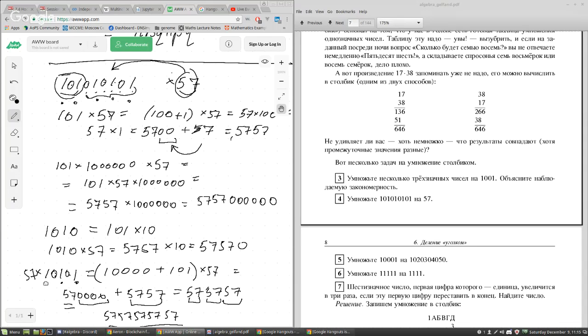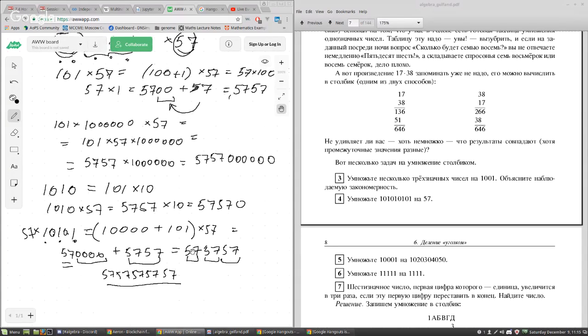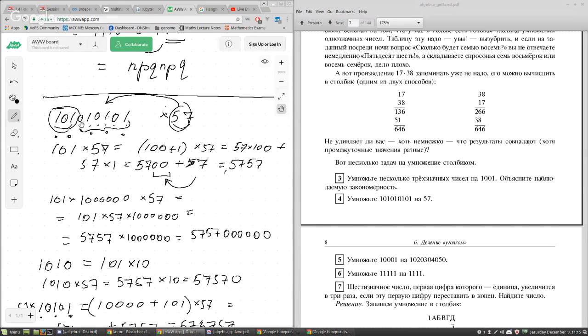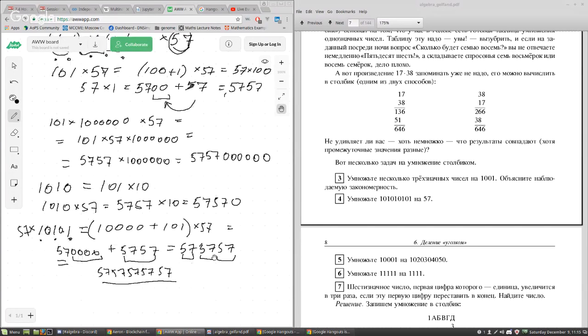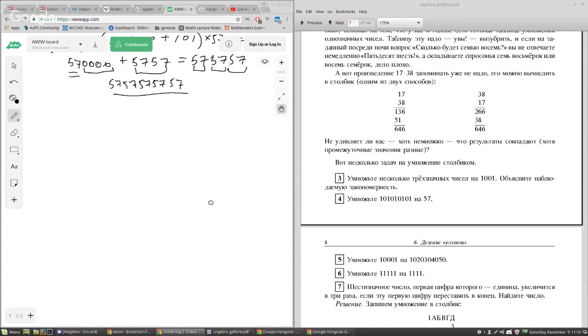So 3 ones, and then it's pattern matching. 3 ones gave me 3 pairs of 5 sevens. How many ones do I have here? 3, 4, 5. That's 5 pairs of this 57 digits. And there's my final answer. Okay, so that's number 4. Moving on to number 5.